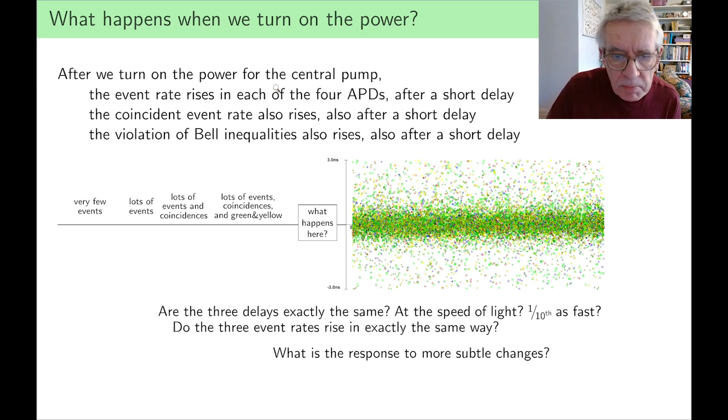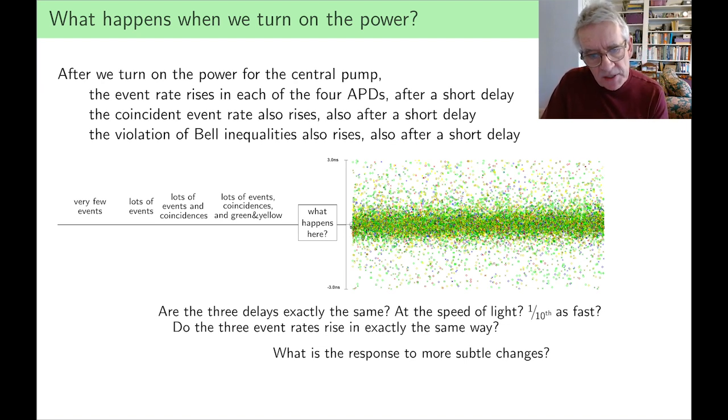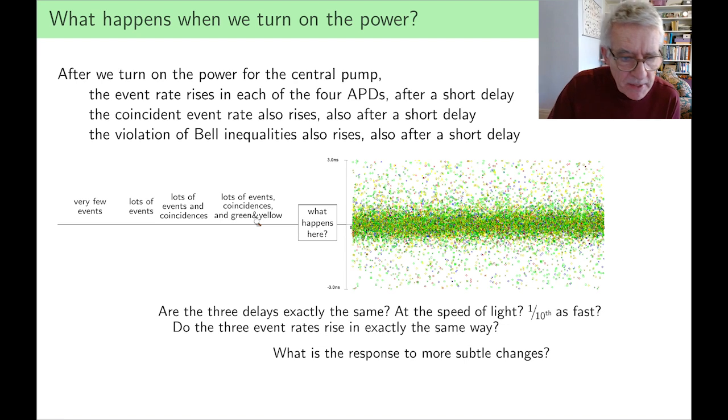When Gregor recorded this data, he explicitly waited until the system was at a steady state, so that the data at the beginning and the end is more or less the same. But what happened before he turned on the power? Presumably at some point in the past there were very few events, and then when he did turn on the power there started to be lots of events, and then events and coincidences, and indeed the events are mostly green and yellow in this color scheme.